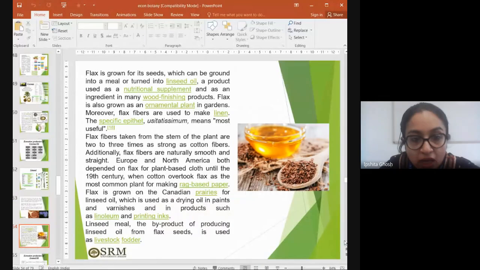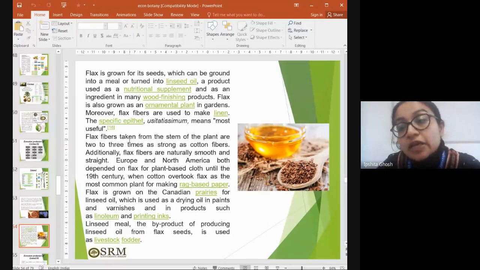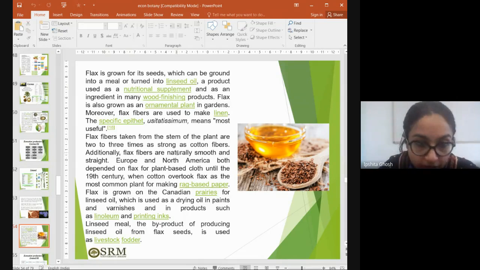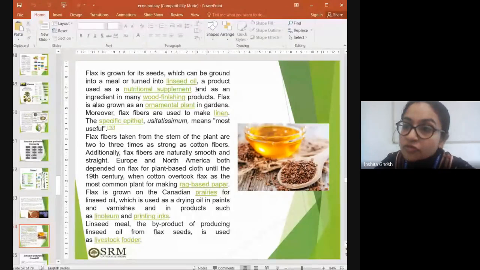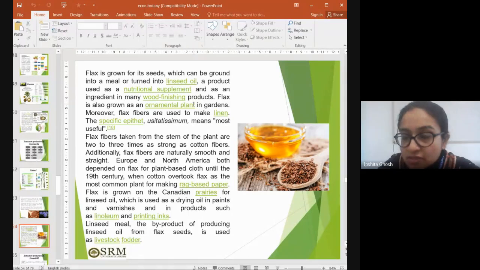Now regarding the oil, next we come to the uses of flax seeds. Since I was saying that it is very commonly used in today's world, available in the market, people are consuming flax seeds a lot these days, because it's nutritionally very rich. Then it is used because of its shine and texture. It is used as a wood polishing agent. So wood products are polished with extracts from linseed.